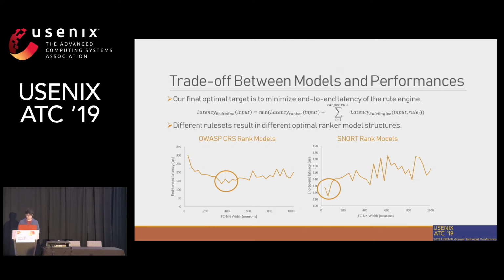First of all, we would like to present the trade-off between ranker model and end-to-end performance. The example here evaluates different fully connected neural networks. As we discussed before, our final optimal target is to minimize the end-to-end latency of the rule engine. Different rule sets result in different optimal ranker model structures, as the graphs below show: the optimal fully connected model for CRS is bigger than for SNORT. The model for CRS has nearly 400 neurons per layer, whereas for SNORT the model needs less than 100 neurons. For the next evaluations, the numbers presented are all from the best models.